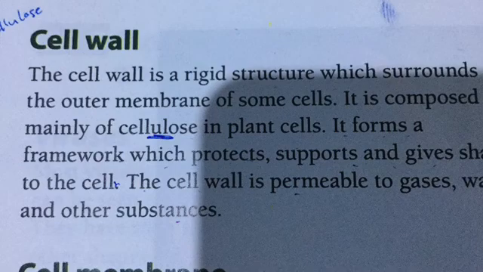The cell wall is a rigid structure which surrounds the outer membrane of some cells. It is composed mainly of cellulose in plant cells. It forms a framework which protects, supports, and gives shape to the cell. The cell wall is permeable to gases, water, and other substances.